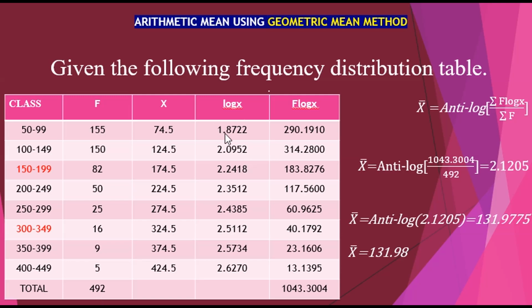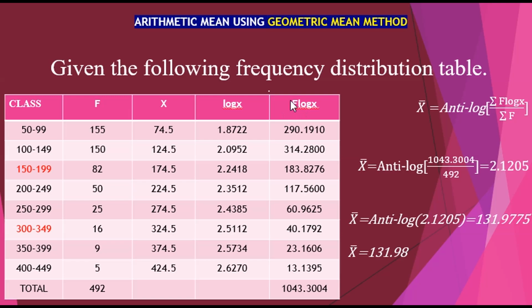Therefore, we are going to look for this midpoint, which is x. We are going to find the natural log of 74.5, giving us 1.8722. For 124.5, the natural log gives us 2.0952, and so on up to the last value here, 424.5, whose natural log is 2.6270. Having gotten all these values, we are going to apply f log x.